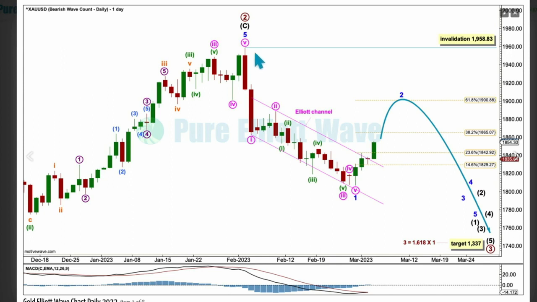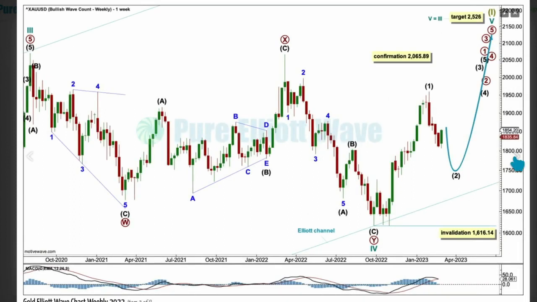Minor 2 may not move beyond the start of 1 above 1958.83. On the weekly chart, this is the bullish wave count. It considers the bear market over in December 2015 as grand supercycle wave 4 lasting just 4.25 years. Remarkably brief for a grand supercycle degree wave, but that's the alternate.